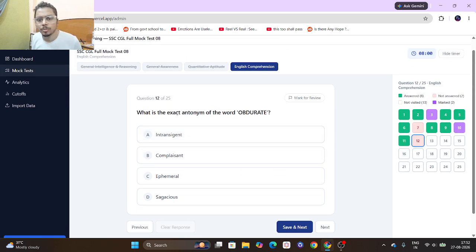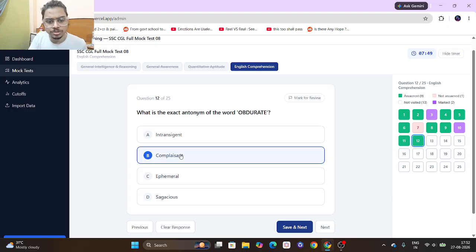Exact antonym of obdurate. Obdurate means somebody who doesn't listen to you, so intransigent. Complacent means somebody who complies, so that is the best alternative. The other options: ephemeral means short-lived, and what did sagacious mean? Sagacious. But complacent is the right answer, as much as I can tell.